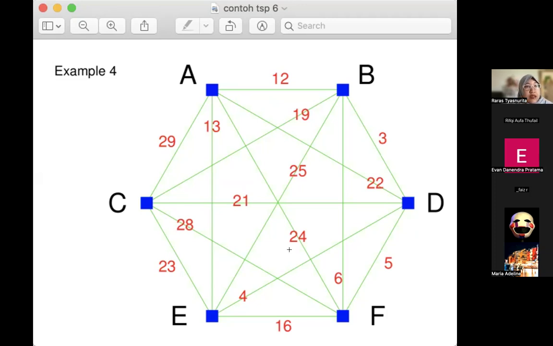But A to C is similar to C to A, so the direction has the same cost. There are other cases where A to C is different from C to A, because it's like a one-way road and we need to go the other way, which is further, so the cost will be different. Because the cost is the same here, we can divide by 2. So n minus 1 factorial divided by 2. We only have 3 combinations for the 4 customers. That is quite easy.